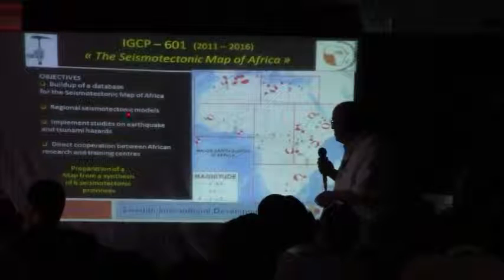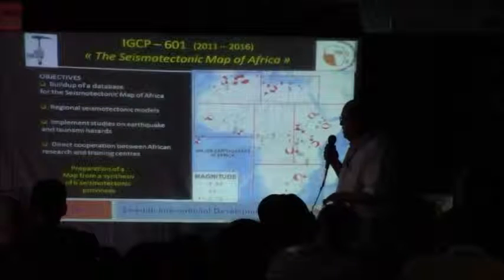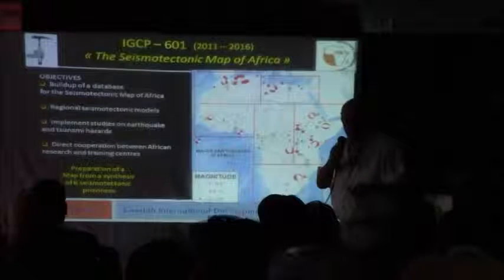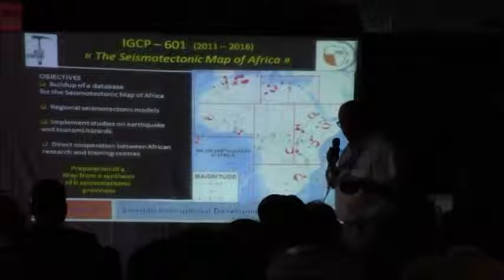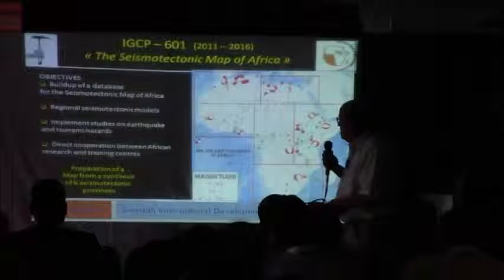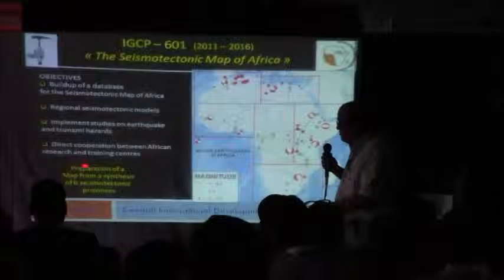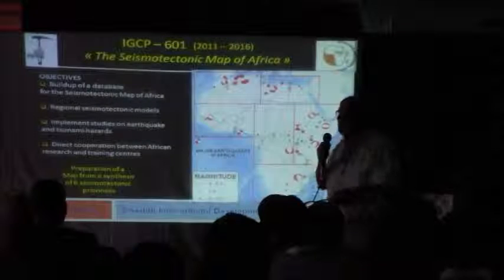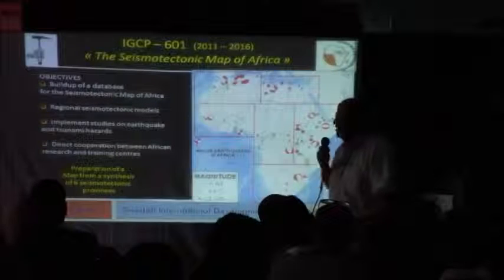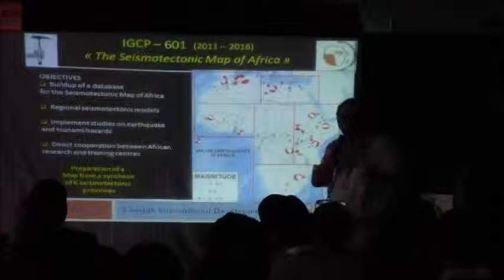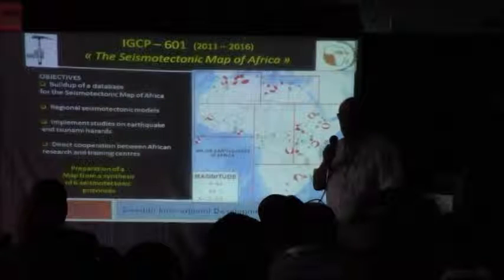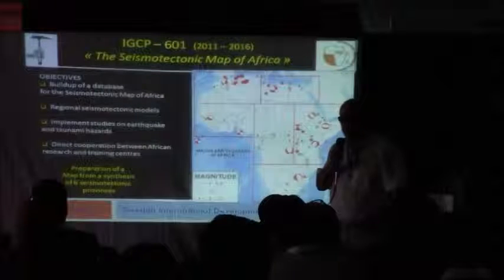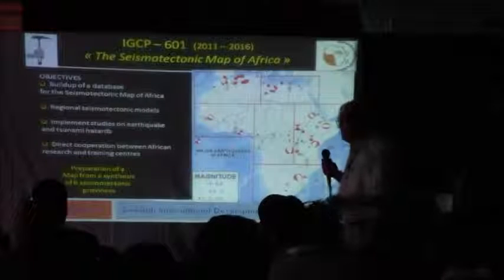We are looking forward to regional seismotectonic models now. We would like to implement studies on earthquake and tsunami hazard among the young people, the young researchers, through training, for instance. And what aspect I'm really proud of is the direct cooperation between African researchers. Before that we knew each other, but we never worked together. Me, Atalay, and Wunganai, and Atiba Bekoa here, we didn't work together really. And now we are working together, and we meet at least once a year, and we do some work together.